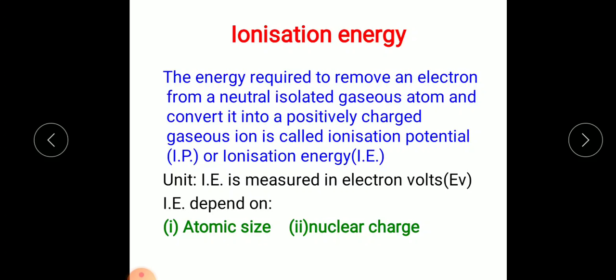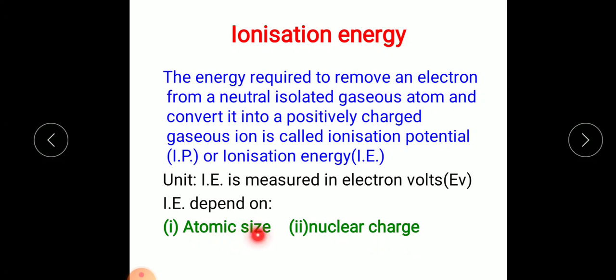That is the unit. So, the energy that is required to remove an electron from the neutral gaseous atom to convert it into a positively charged gaseous ion, we call ionization energy. Ionization energy depends on two factors: atomic size and nuclear charge.